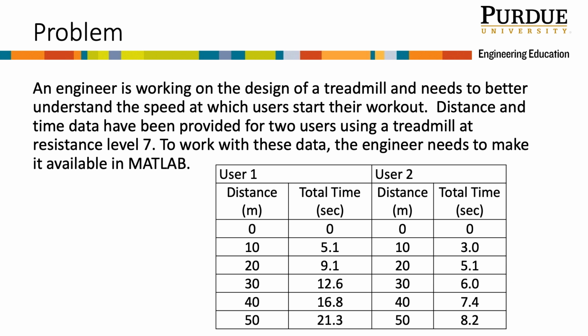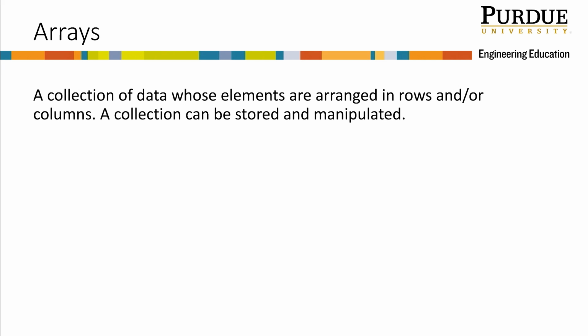Let's look at a typical problem that will help you understand the learning objectives I just mentioned. An engineer is working on the design of a treadmill and needs to better understand the speed at which users start their workout. Distance and time data have been provided for 2 users using a treadmill at resistance level 7. To work with this data, the engineer needs to make it available in MATLAB.